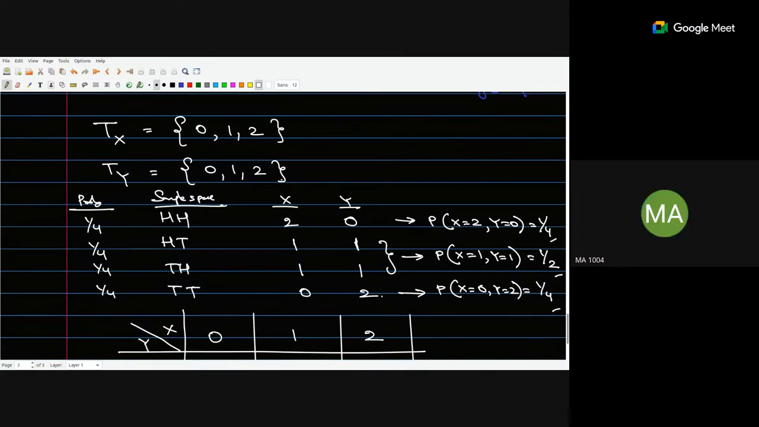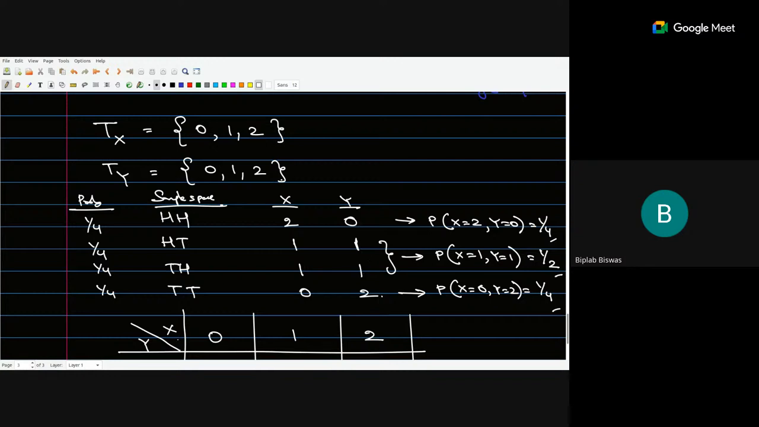It is half because, see, if you get head tail or tail head, both correspond to getting one head and one tail, right? We are not worried about the order here. So X simply represents the number of heads and Y simply represents the number of tails. So even though you get head tail or tail head, both correspond to X equals 1 and Y equals 1. Correct? So this one, you are saying it is 1 by 4 plus 1 by 4.